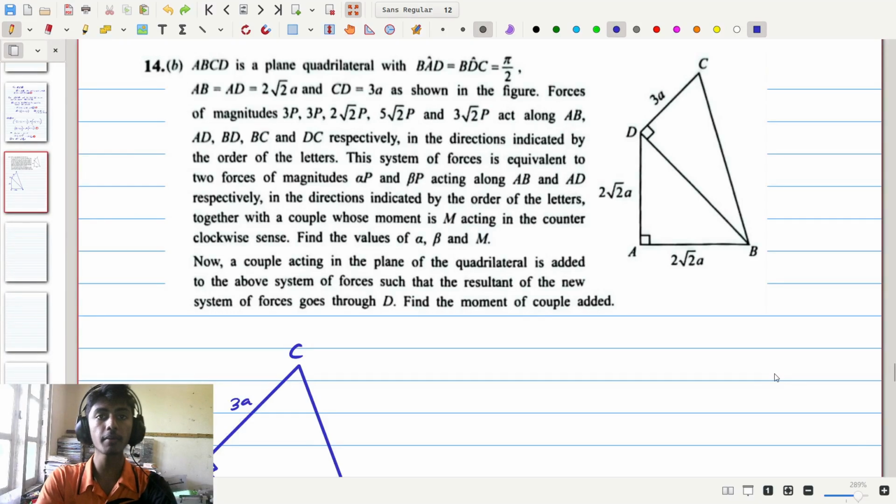2025 A-Level Combined Mathematics Paper 2 Part B, question number 14, Part B. Part A of this same question was discussed in a previous video, link in the top right. Part B of this question has to do with coplanar forces and their equilibrium.